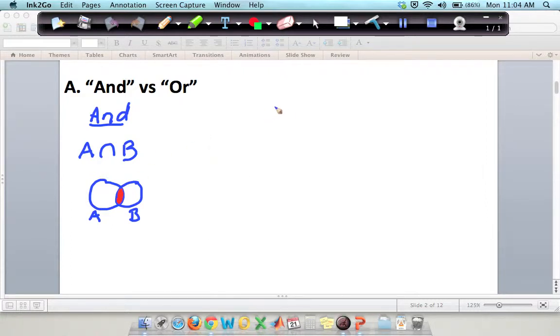Now if you see the word "or," this is saying what is the union of the two sets, A union B. So again, if I had set A and set B, what I'm looking for is not what they have in common, but everything that is in set A and set B. So they don't have to have it in common. So this would be everything in set A and set B. So that's the difference between "and" and "or."